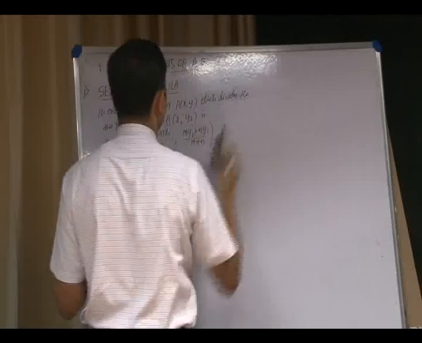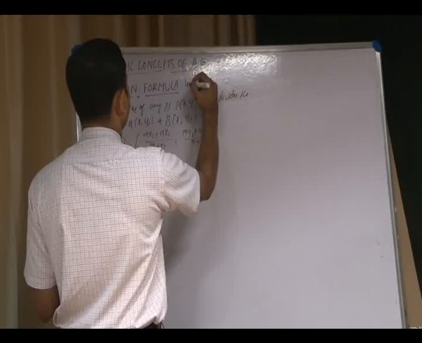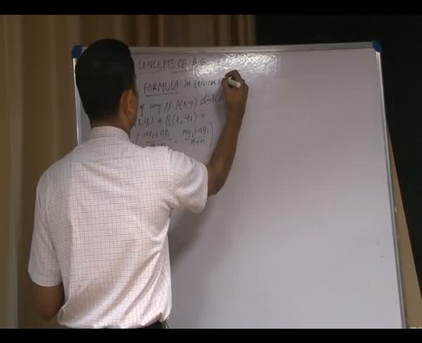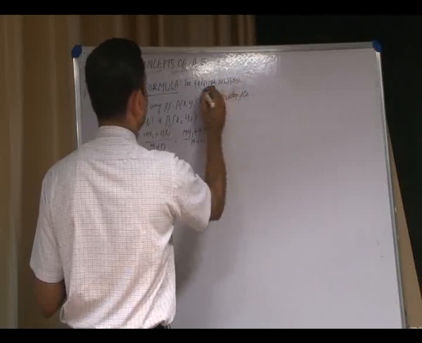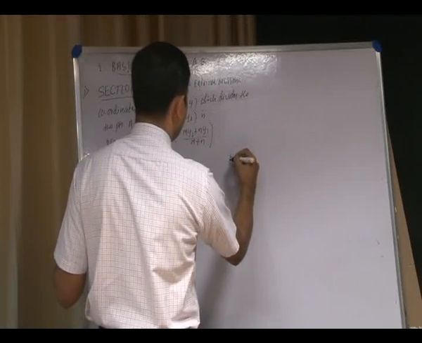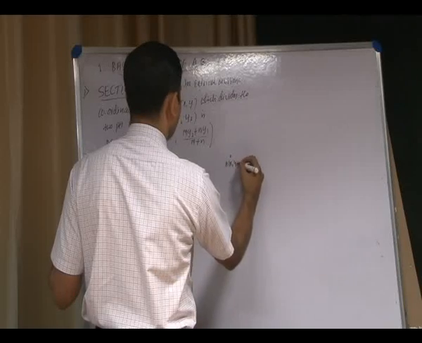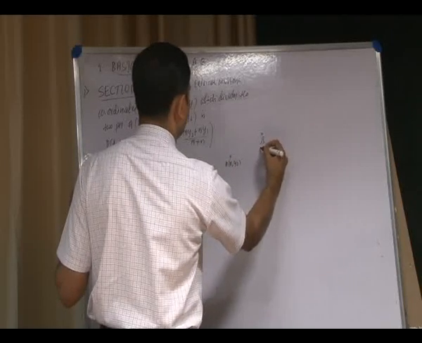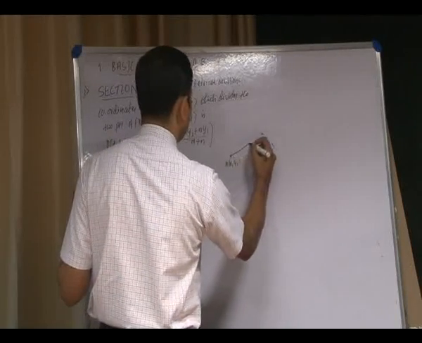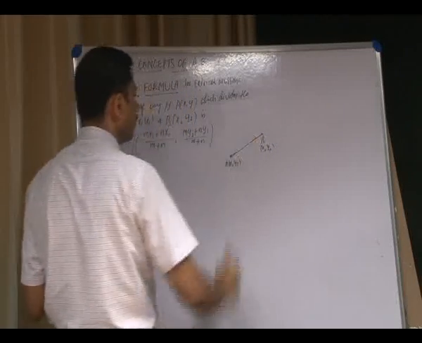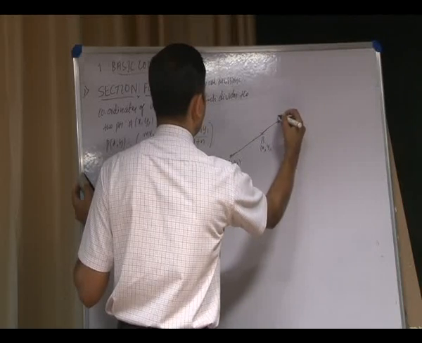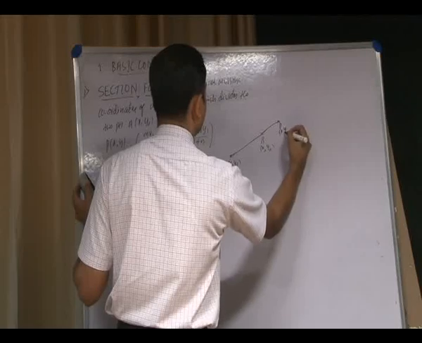Section formula for external division. External division means, suppose you consider any two coordinate points, say A (x1, y1) and B (x2, y2). If you join these two points, line AB, and suppose this line AB is divided by the point P externally like this, this is point P whose coordinates are (x, y).